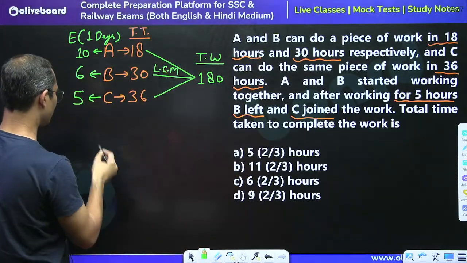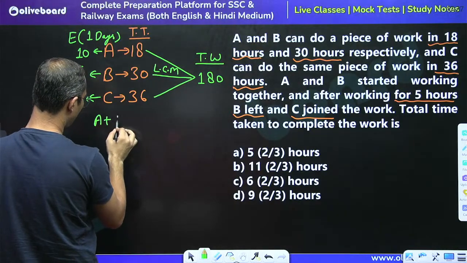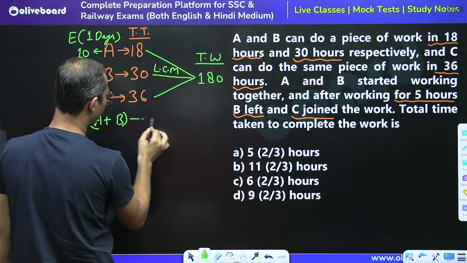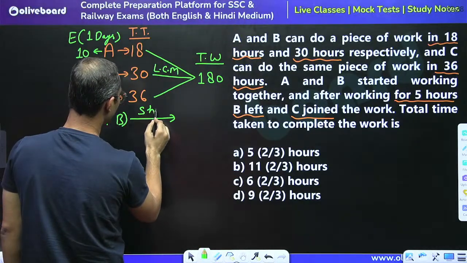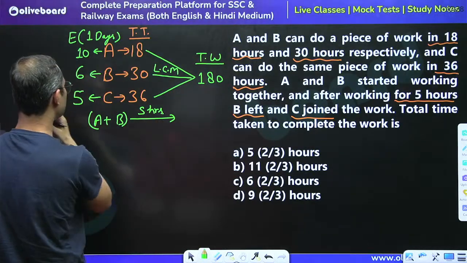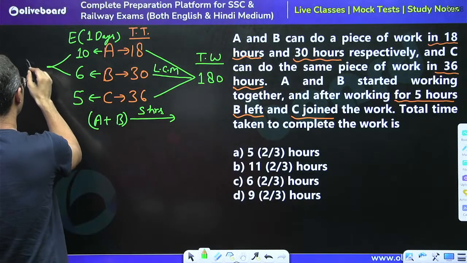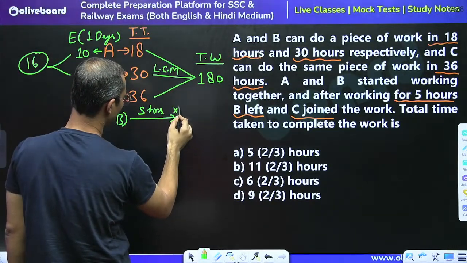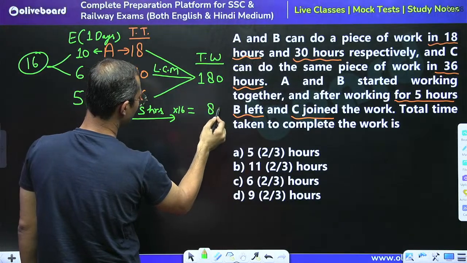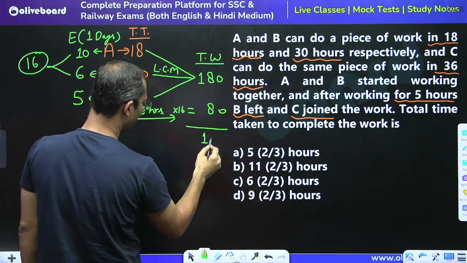So we can say that A and B started together and worked for 5 hours. In 1 hour, A and B together can complete 16 units of work. In 5 hours they will complete 80 work. So now 100 work is left.